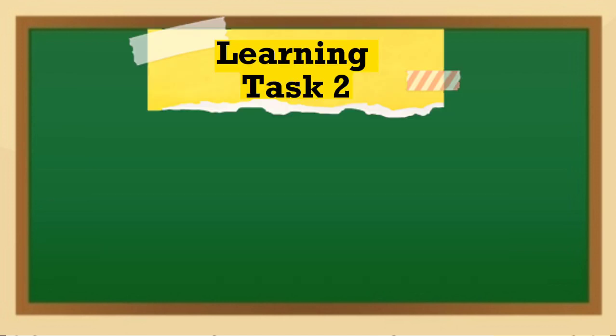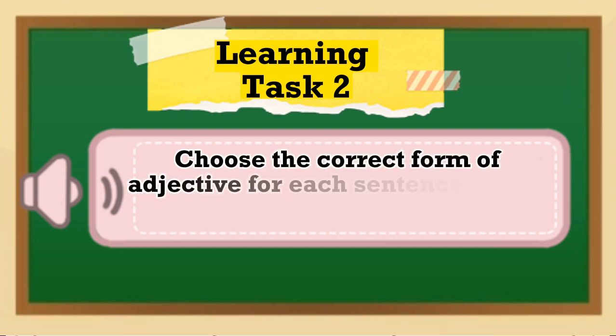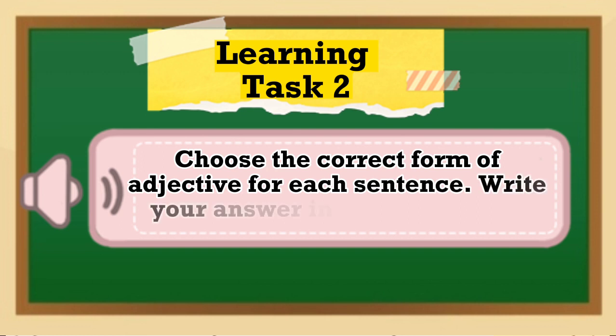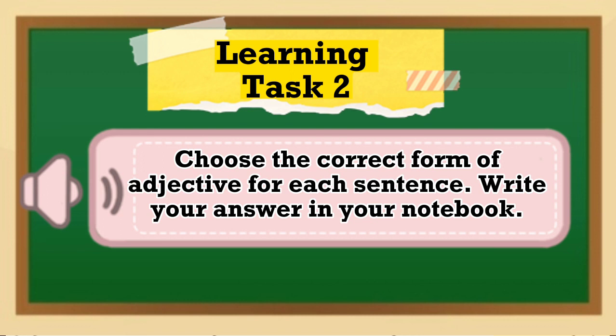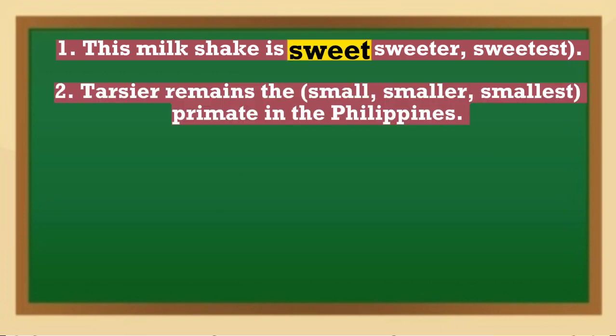Now, let's answer learning task 2. Choose the correct form of adjective for each sentence. Write your answer in your notebook. Are you ready, kids? Number 1. This milkshake is sweet, sweeter, sweetest. What is the correct adjective inside the parentheses? Sweet. Very good.